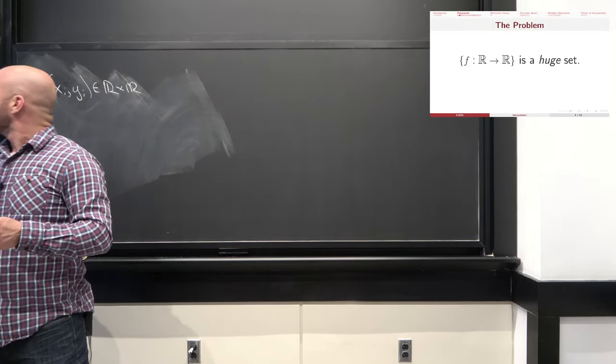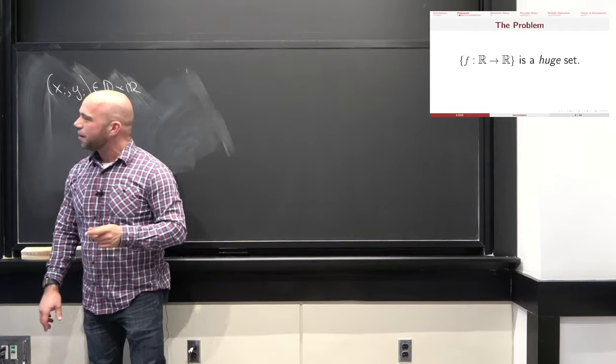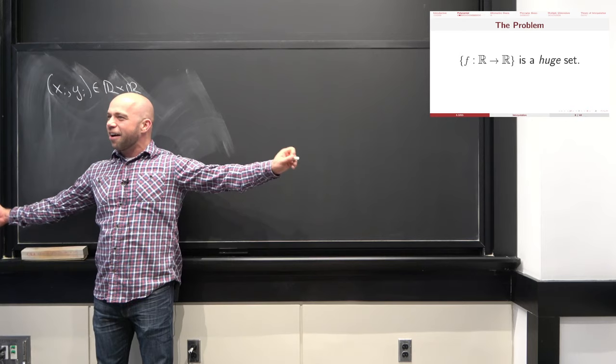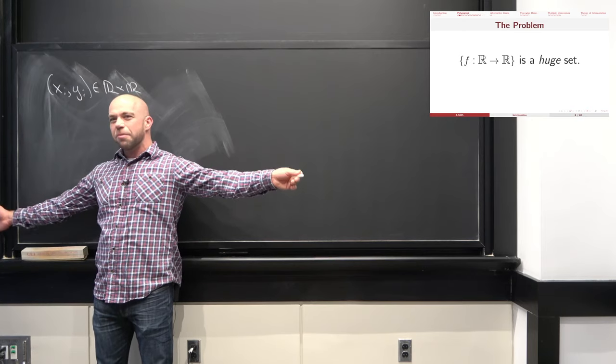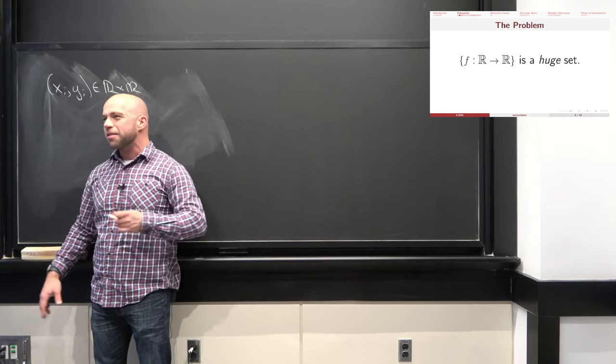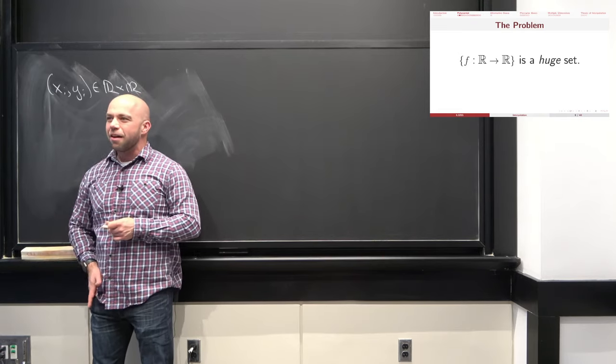But here's the problem, of course. The set of all possible functions on the reals is a really, really big set. It's even bigger than R^n. It's hella big. It's uncountably big. It's more than uncountably big; the real numbers are uncountably big. It's huge. And so working in this space is obviously too large.